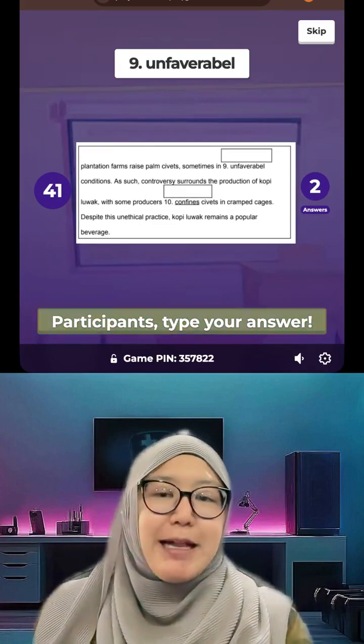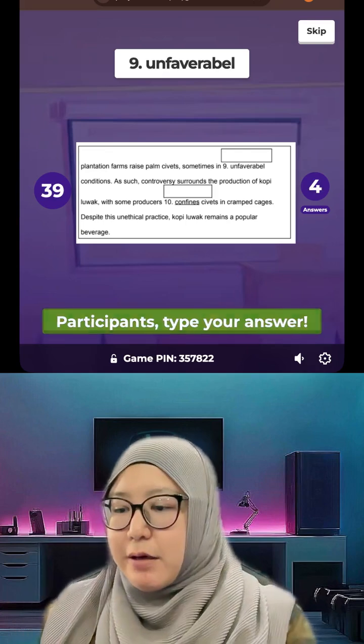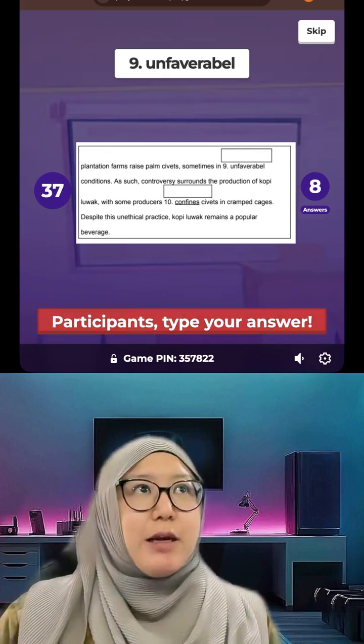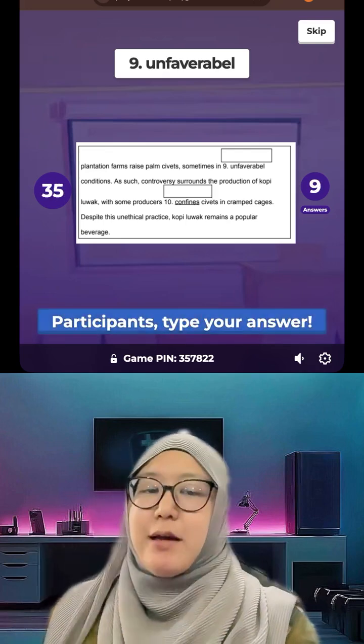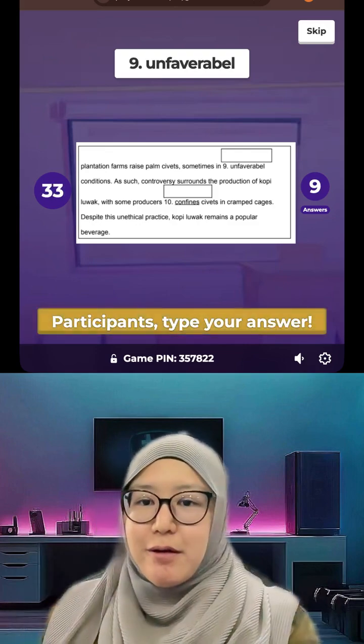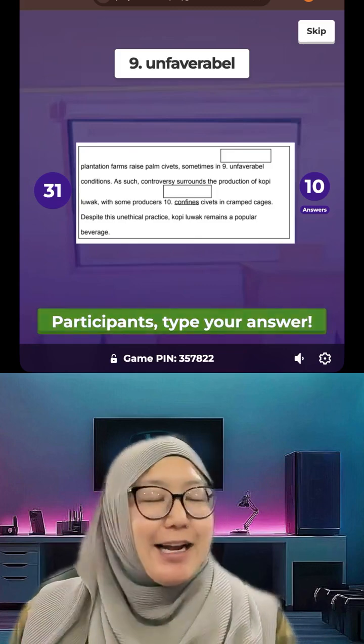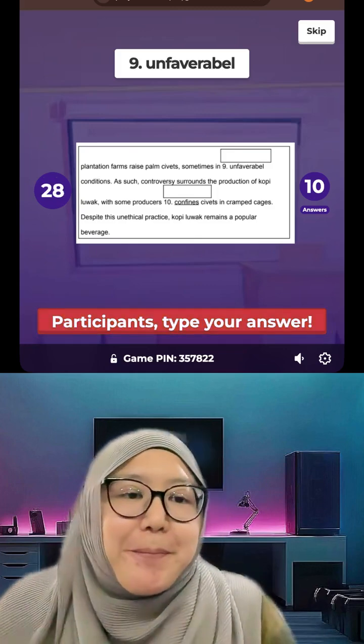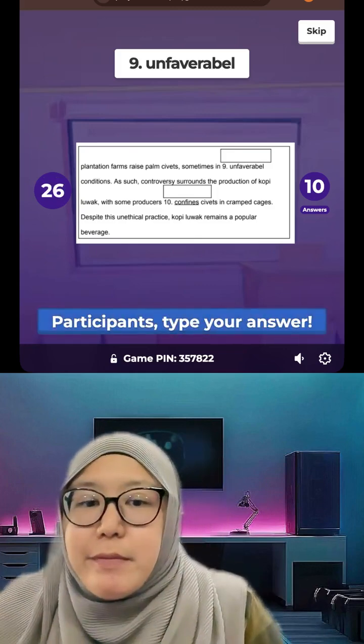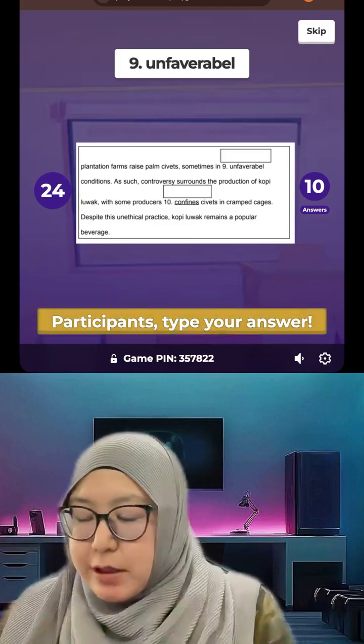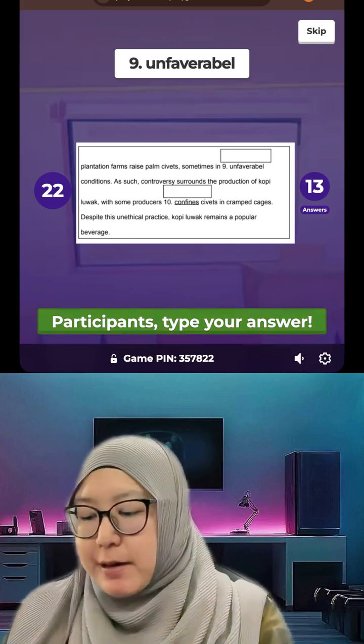Okay, unfavorable. So straight up, you guys know that this is a spelling error. Unfavorable. How to spell unfavorable? Don't forget that we are using British spelling. Okay? So you have to know. But please don't Google. This is just like a revision for you guys. Unfavorable. How to spell it using British spelling?